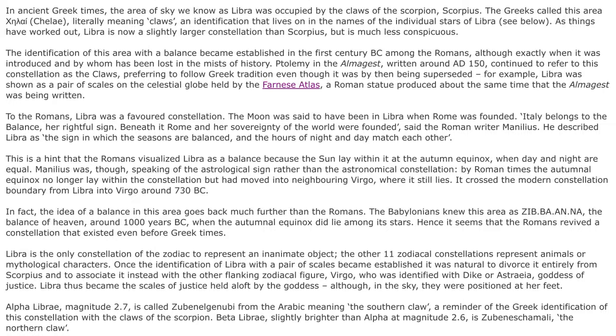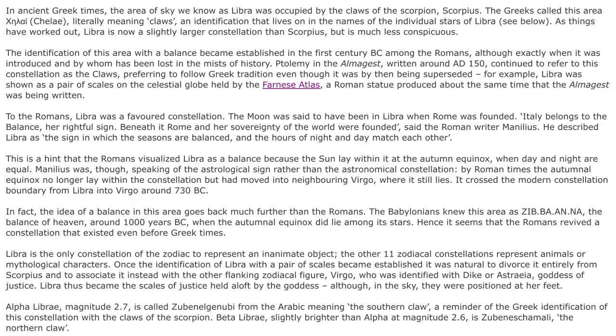Crazy. Third paragraph. To the Romans, Libra was a favored constellation. Of course, the moon was said to have been in Libra when Rome was founded. "Italy belongs to the balance, her rightful sign. Beneath it, Rome and her sovereignty of the world were founded," said the Roman writer Manilius. He described Libra as the sign in which the seasons are balanced and the hours of night and day match each other.